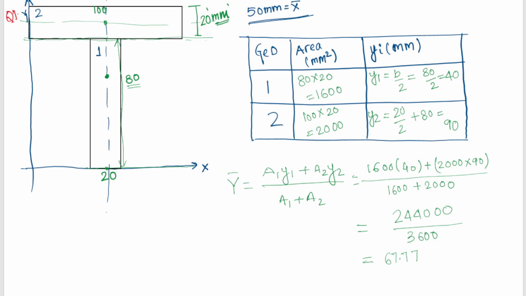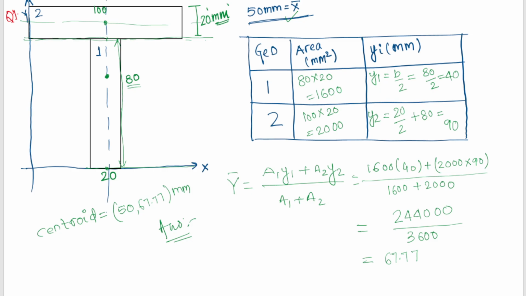So how to represent it? The centroid location: x bar we have found out by axis of symmetry, 50, y bar is 67.77, and what is the unit? mm. And this is the answer, and this is how you represent the answer.